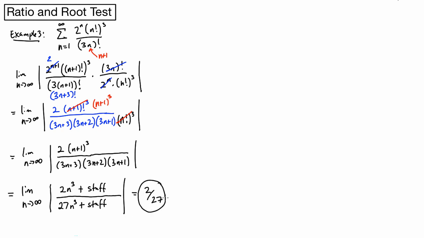So the limit is 2/27. Since that limit is less than 1, this series must converge. This series converges by the ratio test.